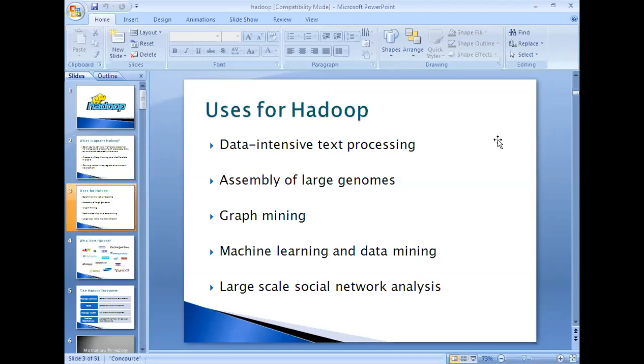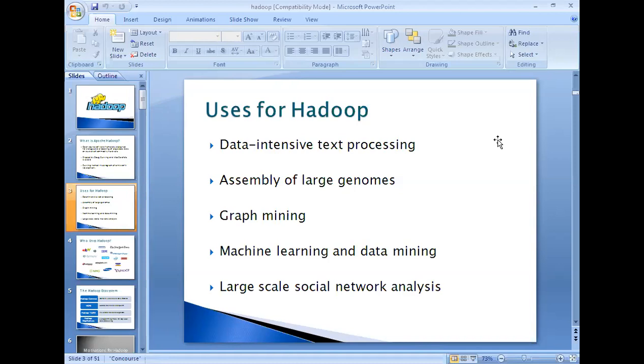What is the reason behind it? It is able to process huge volumes of data. It can store and process huge volumes of data, and it works with cheap commodity computer systems. We are able to process this huge volume of data with the available cheap computer systems only.